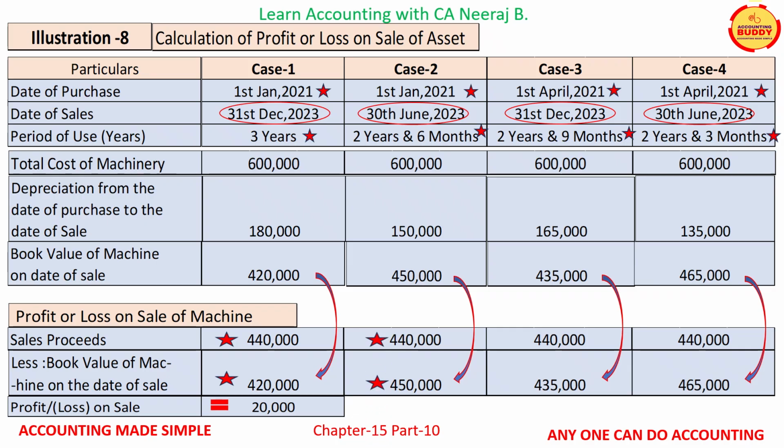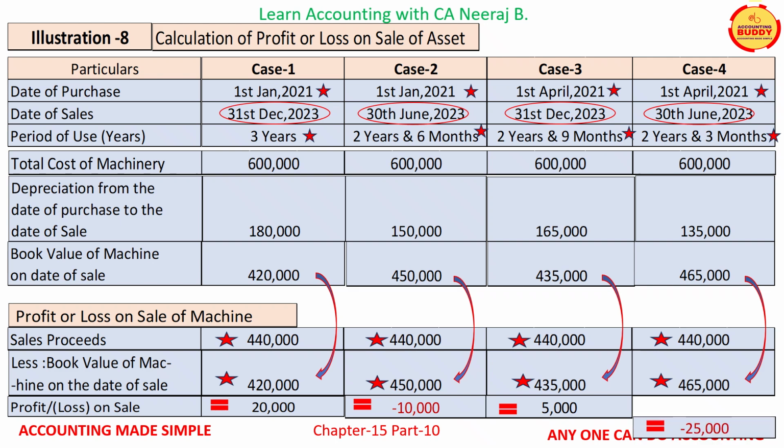Now in case 2, where the book value of $450,000 on the date of sale is more than the sale proceeds of $440,000, we have incurred a loss of $10,000 on the sale of machine. In case 3, where the book value of $435,000 on the date of sale is less than the sale proceeds of $440,000, we have a profit of $5,000 on the sale of the machine. In case 4, where the book value of $465,000 is more than the sale proceeds of $440,000, we have a loss of $25,000 on the sale of the machine.